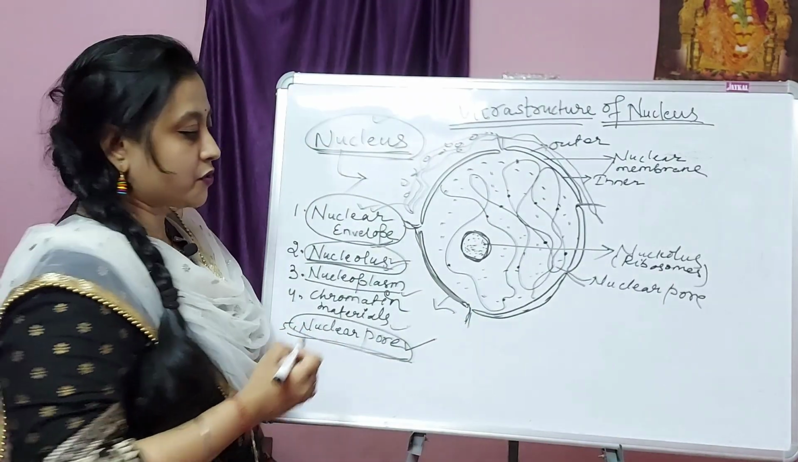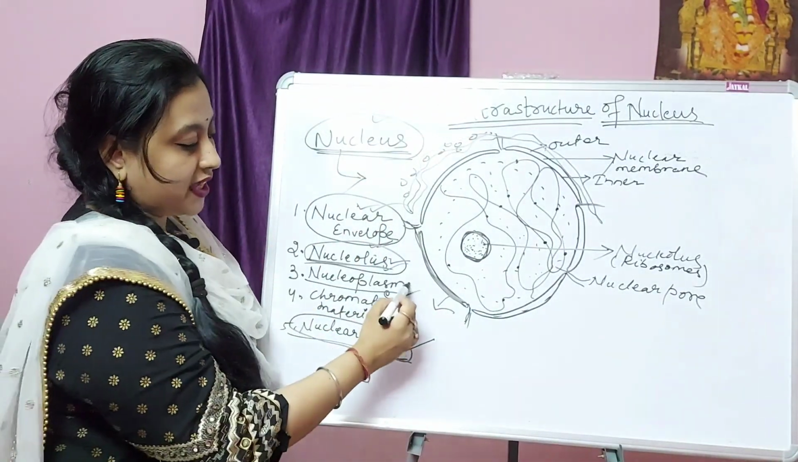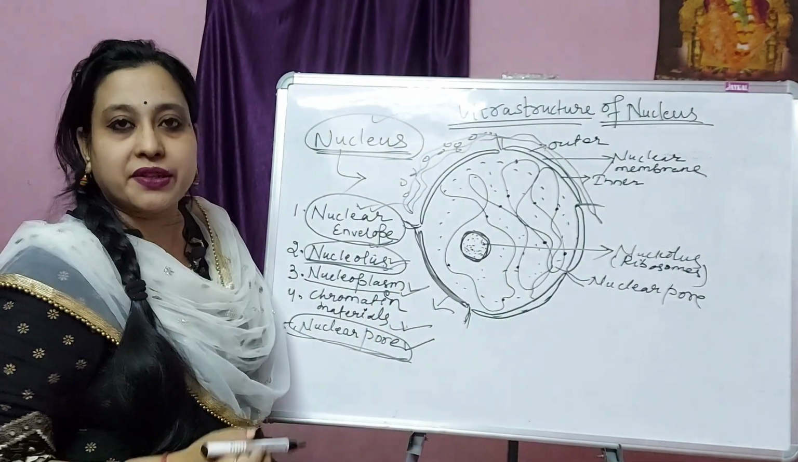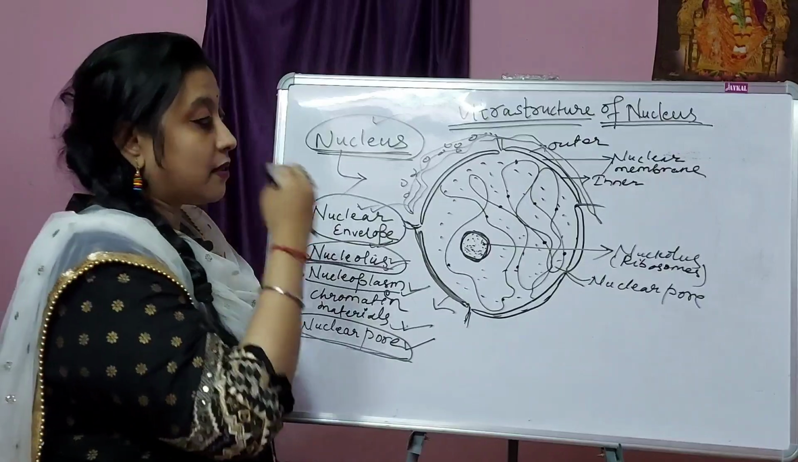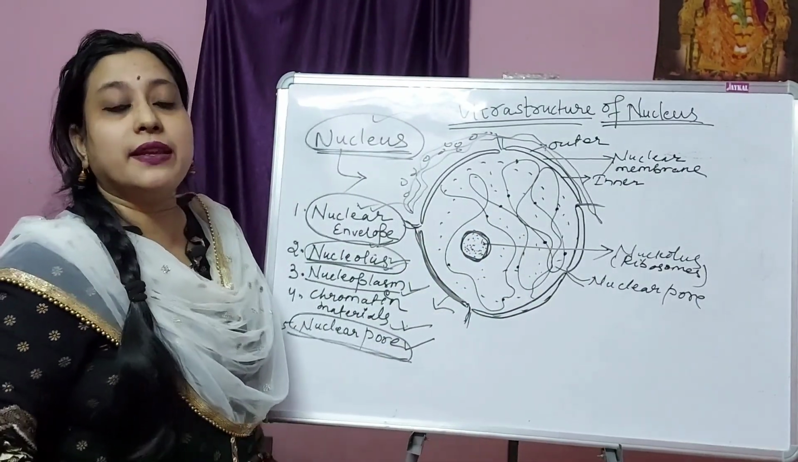Nuclear pore discussion was over. Nuclear membrane discussion was over. Nucleolus. The two things are left. This is nucleoplasm and chromatin materials. What is nucleoplasm? If you see, the nucleoplasm is the inner content of the nucleus.